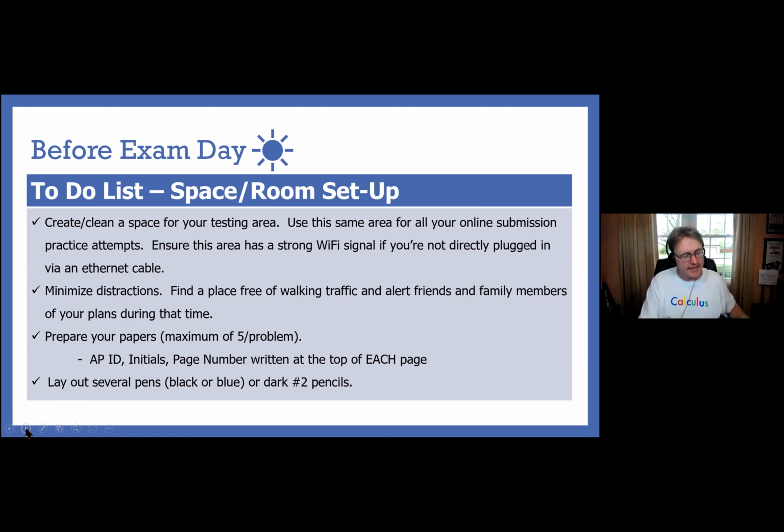Prepare your papers ahead of time. Take some 8.5 by 11 sheets of paper. They can be plain white computer paper. They can be lined notebook paper. It doesn't matter. And have them laid out and put your AP ID, your initials, and the page number already at the top of each page so that they're ready to go. Lay out several pens in case the ink goes bad. You can use pencil. Just make sure that it's really dark pencil and that it can be read if you take a photograph, and then you're all set to go.